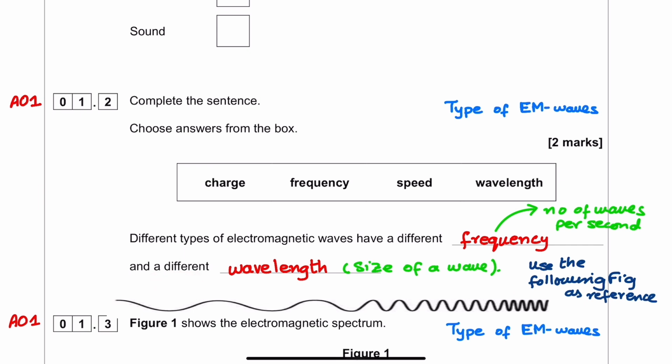All the EM waves have the same speed, that is the speed of light, 3 into 10 raised to power 8 meter per second, and they are not carrying any kind of charge with them.